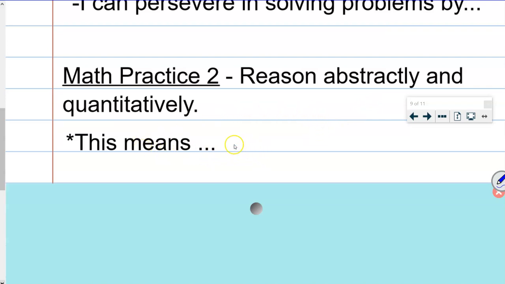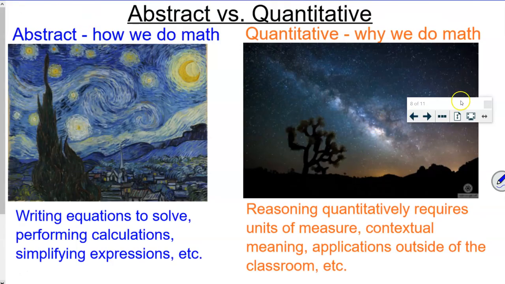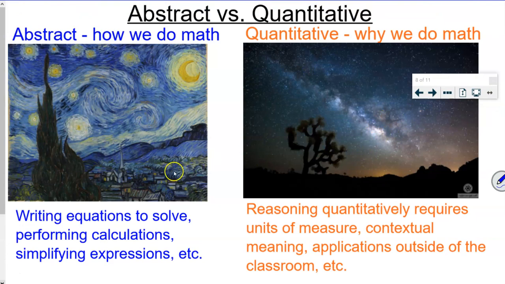As you guys are writing this, please remember that this means you are going to be going onto Canvas tonight, and your homework is going to be putting this in Canvas. You'll type it up into Canvas. Is that today's? Yep, that's today's homework. I'll go back one more time so that you can see. Remember, abstractly means we're using equations. We're doing calculations. Quantitative means we're using units of measure and making it make sense in the real world.